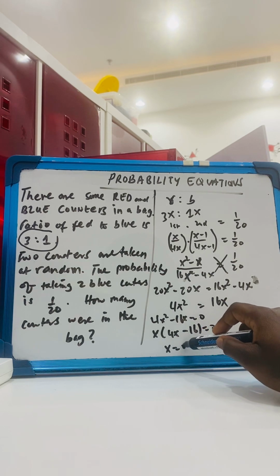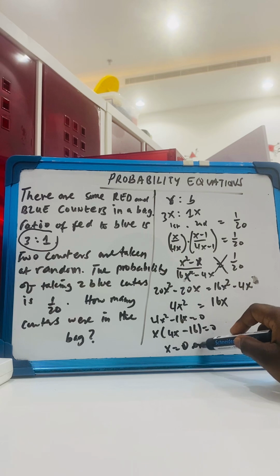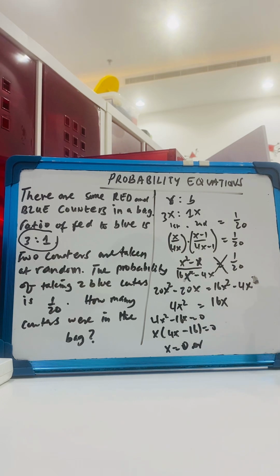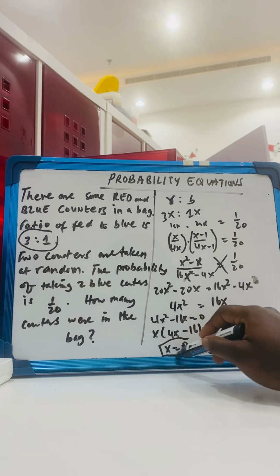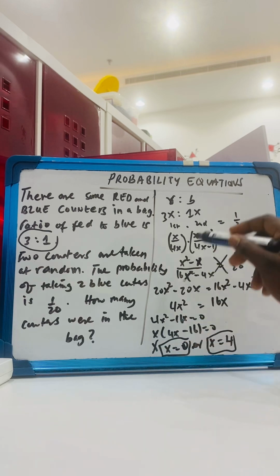So either x is 0 or 4x minus 16 equals 0. So 4x equals 16, then my x is 4. Of course, x cannot be 0, so this is not the solution.